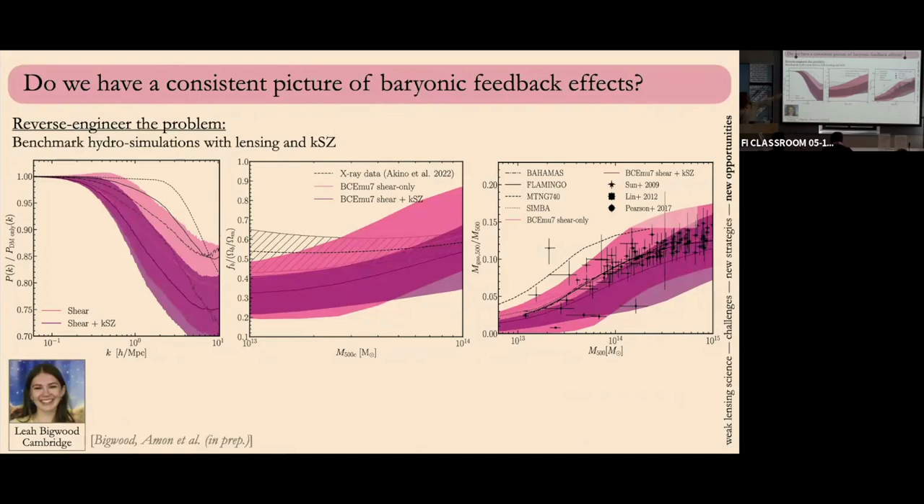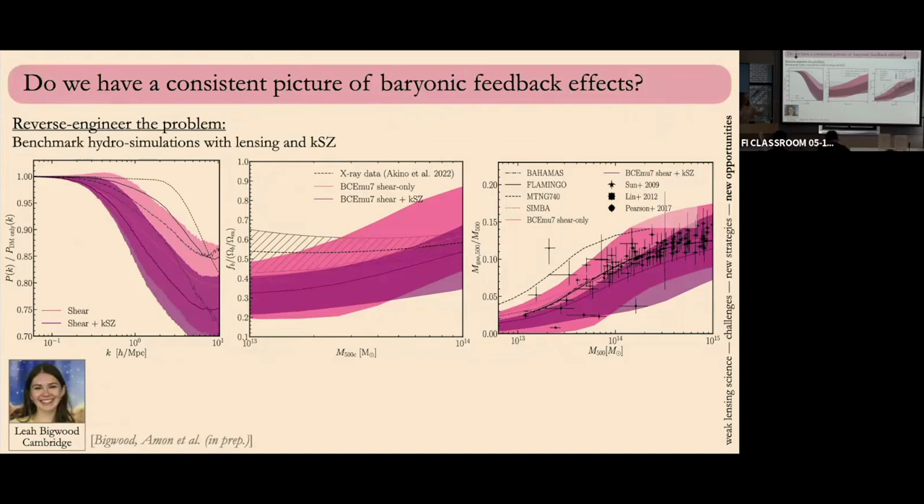If you look at the baryon fraction, the hatched line is the measurement from X-ray data. And what we see is that we really want something lower than the X-ray data when you combine the shear and the KSZ. And that is interesting because so many of our hydrosimulations benchmark against the X-ray data. And so if that's not accurately describing a consistent picture of baryonic feedback effects, we're going to be in real trouble for our cosmic shear analyses and other uses of the hydrosimulations. And on the last panel, we're looking at the mass fractions, and Leah's put some data on there and some predictions from the hydrosimulations, and again, our constraints are low.